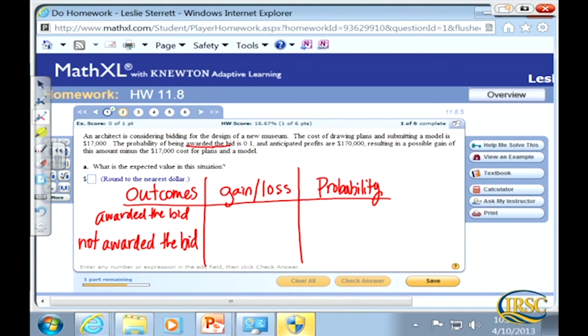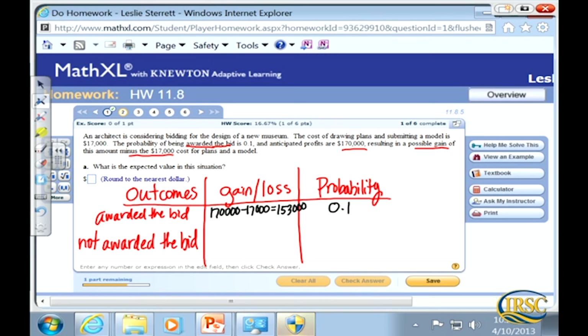Okay, so if he is awarded the bid, what is his gain or loss? So it's going to be $170,000 minus the $17,000. Okay, so they even told you that right there, possible gain of. All right, so we have 170,000 minus 17,000. What does that equal to? 153,000. Okay, the probability of being awarded the bid is, careful, it's 0.1.